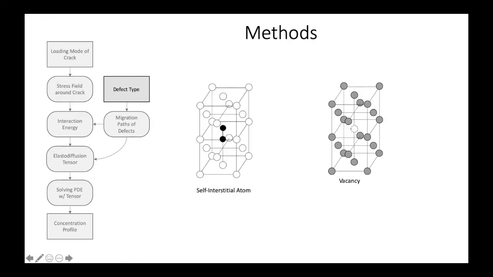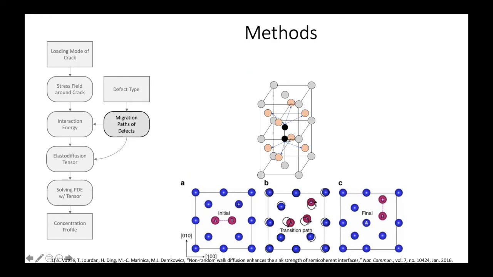We now take a detour to choose the type of defect diffusion we will analyze. In the current model, we can only solve for the diffusion of one type of defect at a time. For this example, we will choose self-interstitial atoms. Now, we must analyze the possible migration paths for the SIAs through the material. Now, for a regular atom, there are a total of 12 migration paths. This is the case for vacancies.